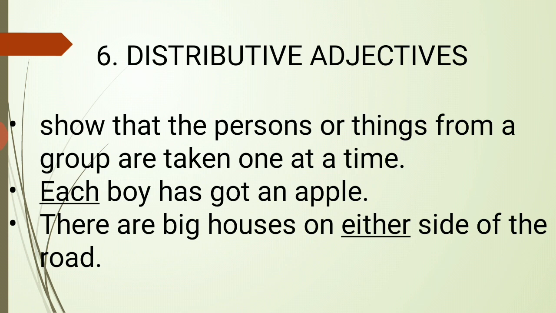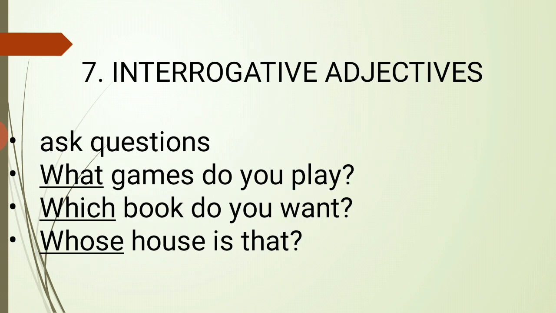And of course they are placed before the nouns. And when they are used in place of nouns, then of course they will be referred to as pronouns. The next kind is interrogative adjectives. Now, interrogative adjectives, they of course ask questions about a particular noun or pronoun.